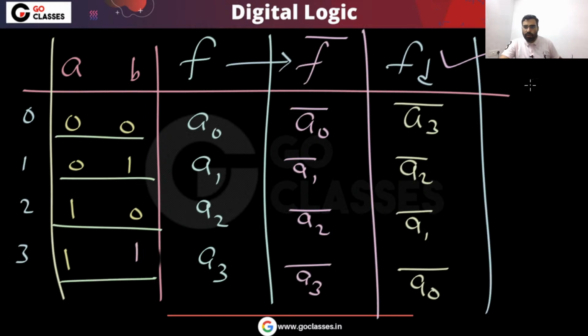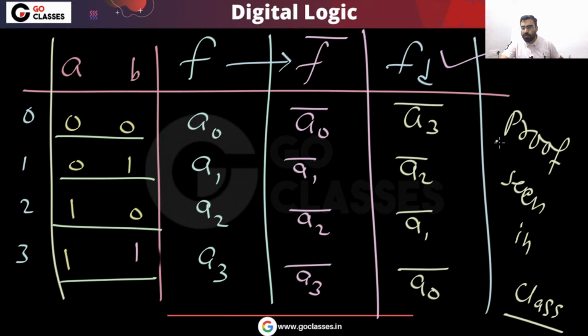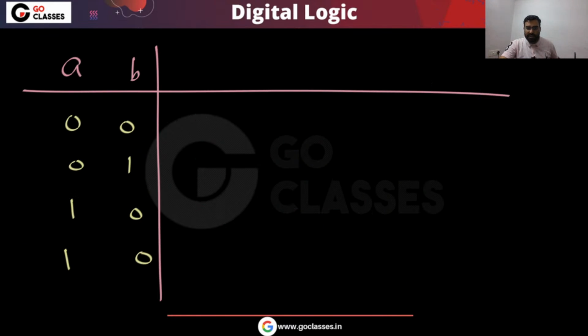And what is the proof? We have already seen the proof in class, so I will not tell you the proof now. But the idea is very simple: f dual is found by taking the f complement and then reversing it.